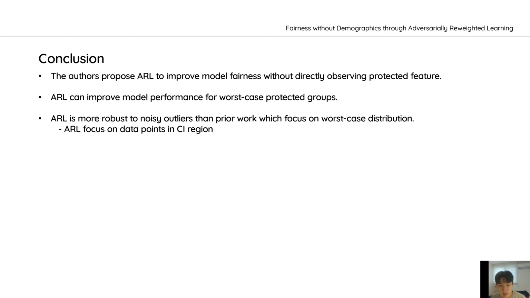So in summary, the authors proposed adversarial reweighted learning to improve model fairness without accessing protected demographics. ARL can improve model performance for worst-case protected groups, and ARL is robust to noisy outliers because it focuses on data points in the CI region.